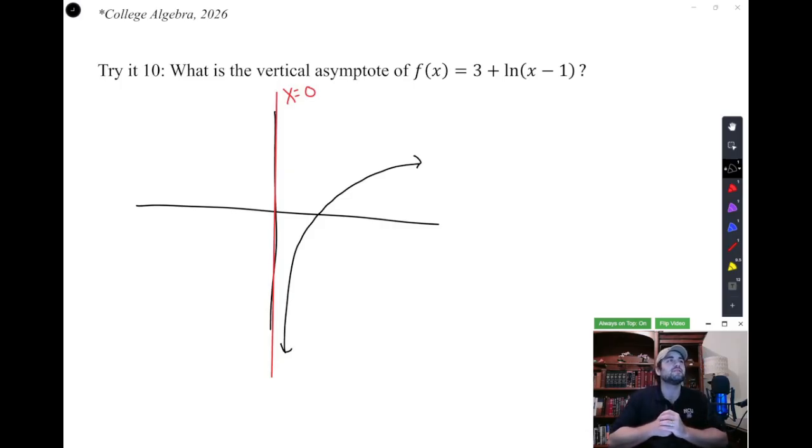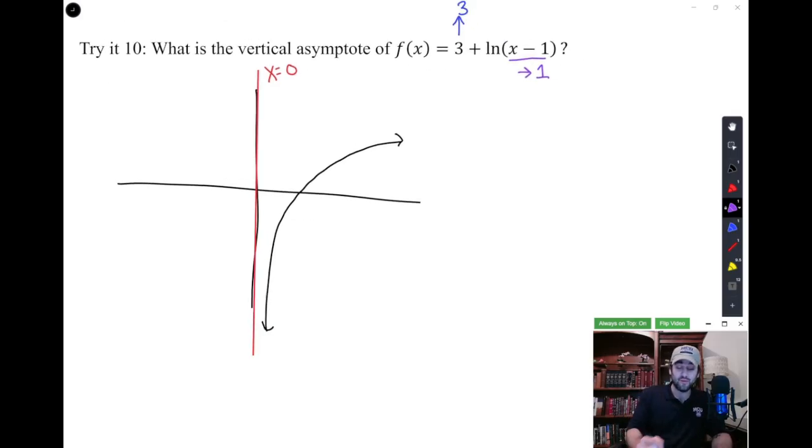Now, if we have a function that looks like that with a vertical asymptote of x equals 0, shifting it up or down doesn't affect the vertical asymptote. So even though it gets shifted up by 3, that has no bearing on the asymptote itself. But what does affect it is this to the right by 1 that happens on the inside of the logarithmic function. And so that asymptote will shift to the right by 1, and it'll bring the whole graph to the right by 1 with it. So your original vertical asymptote was x equals 0. Your new vertical asymptote is going to be x is equal to positive 1.